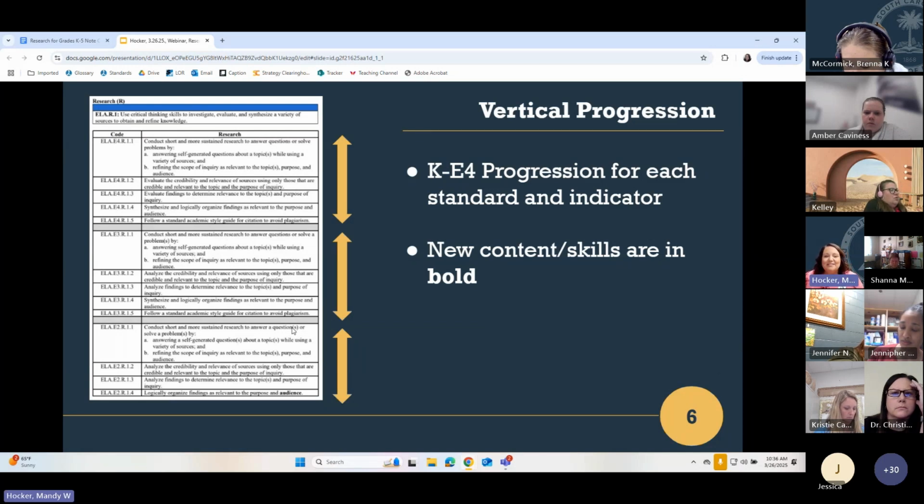Now, we're going to use this document in just a few minutes. So Brenna has dropped the link in the chat. Make sure you open that up and have it so that you can utilize this as we move into our next section.